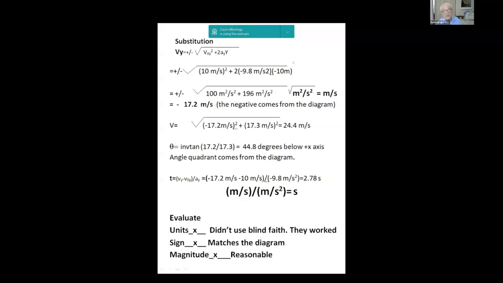Substitute both the numbers and the units into the equation. You can see here, and then they do a check. Meters squared per second squared plus meters squared per second squared. Take the square root, you get meters per second, and that's great. And the negative sign is picked because it's from the diagram that I drew. And we find the velocity, the inverse tangent to find the angle, and we check our units on the time. We plug that in as well. We check the units, they match like they're supposed to be. The sign matches the diagram, and the magnitude is fairly reasonable. It didn't take 9 minutes, for example, for things to be tossed off the cliff, or 25 microseconds. The magnitude seems to be somewhat reasonable.